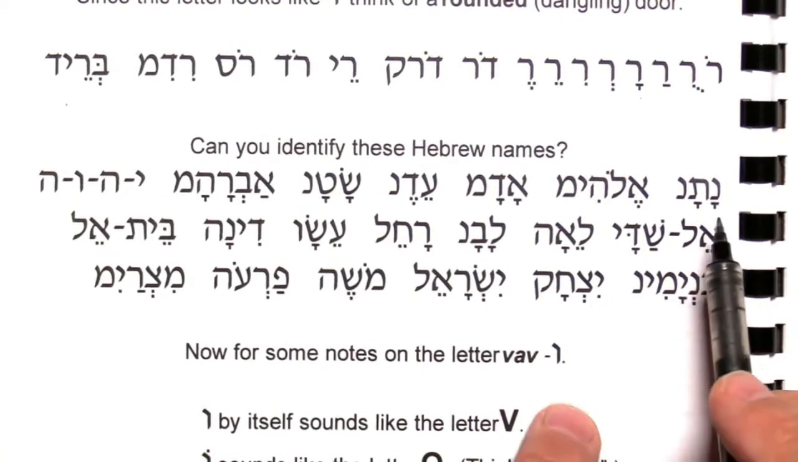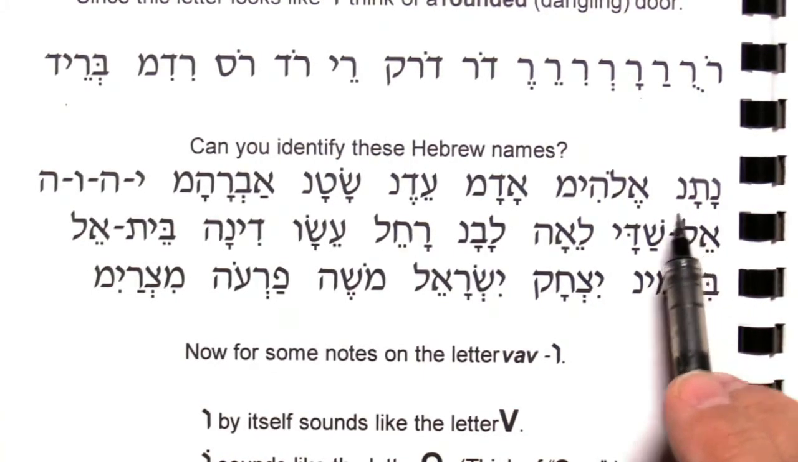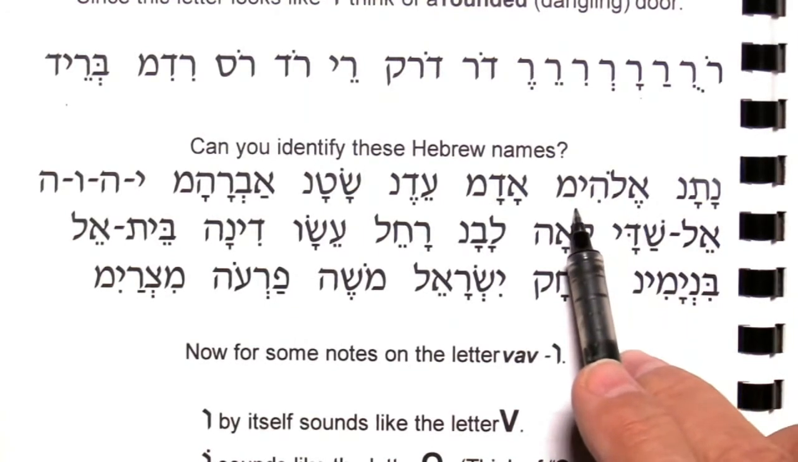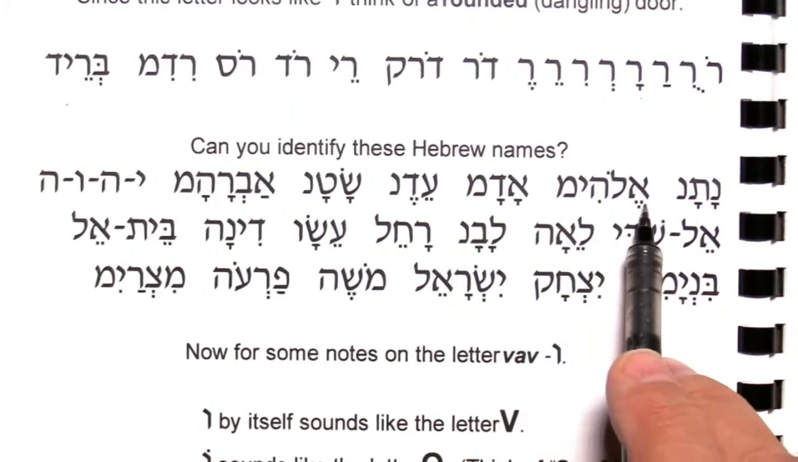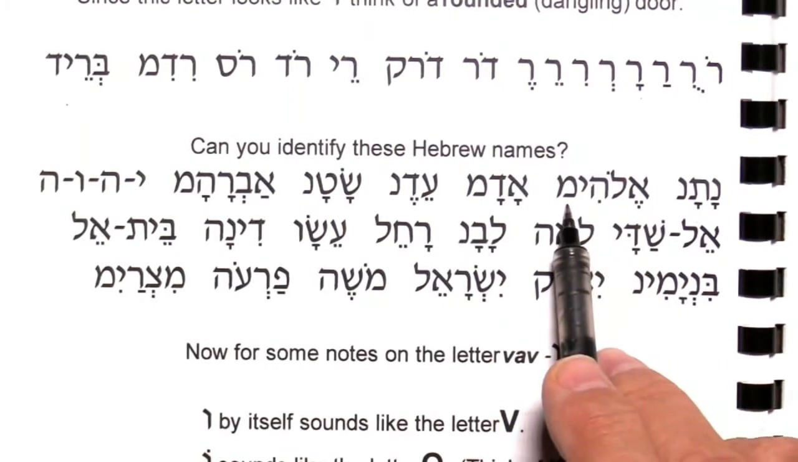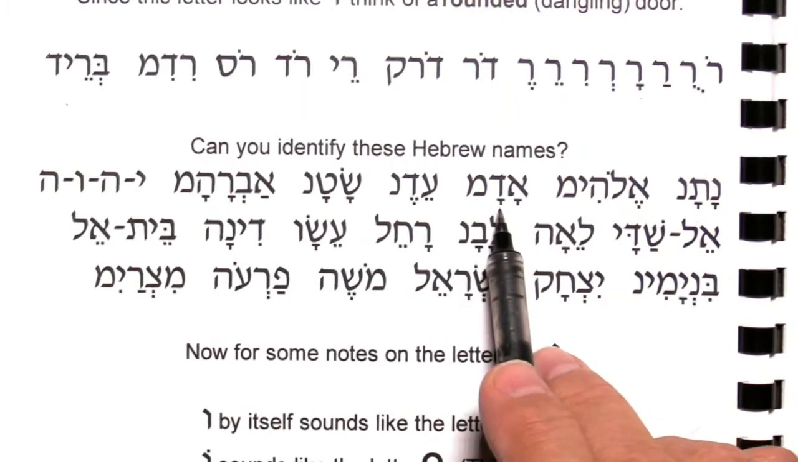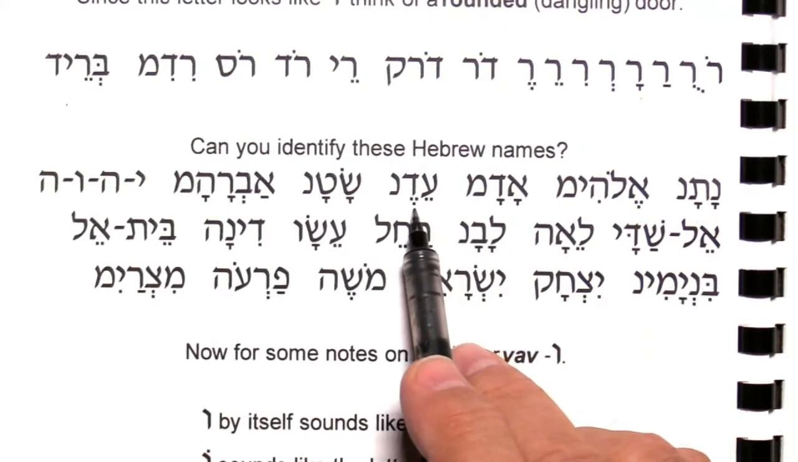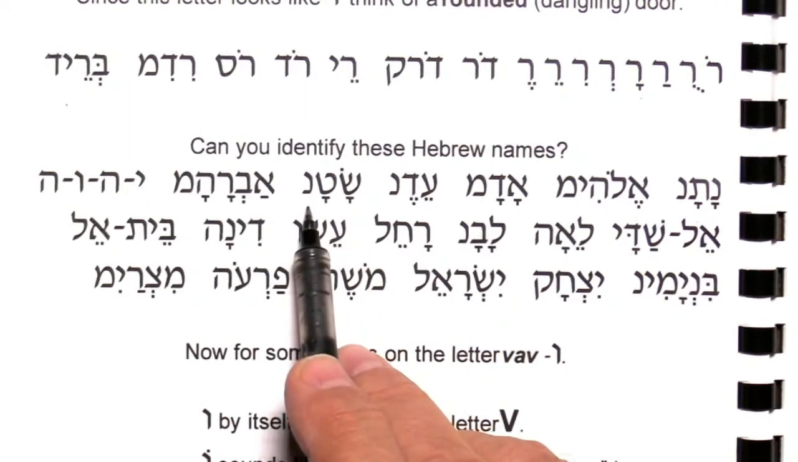All right, here we go. Natan, or as we say, Nathan. Elohim, this is one of God's names. Actually, it means God. Adam. Eden. Satan.